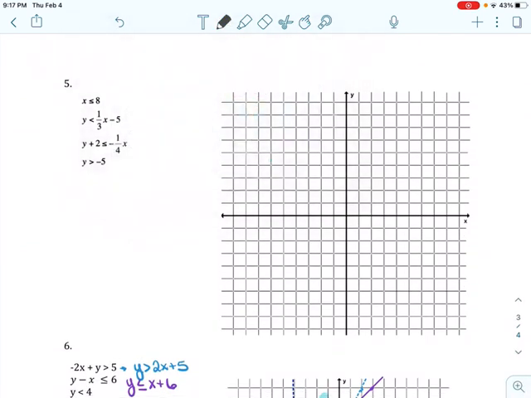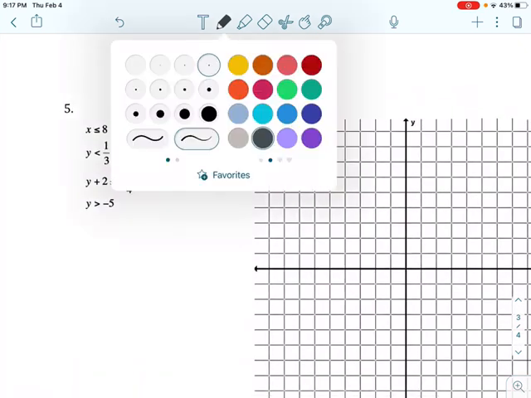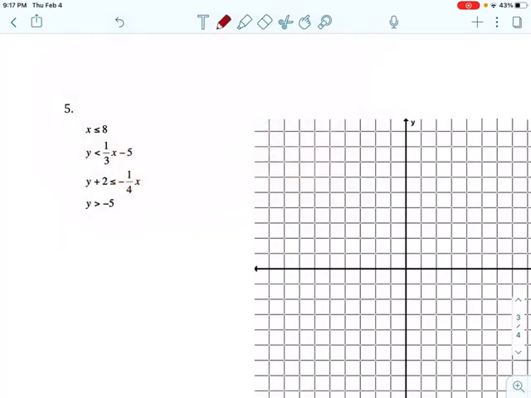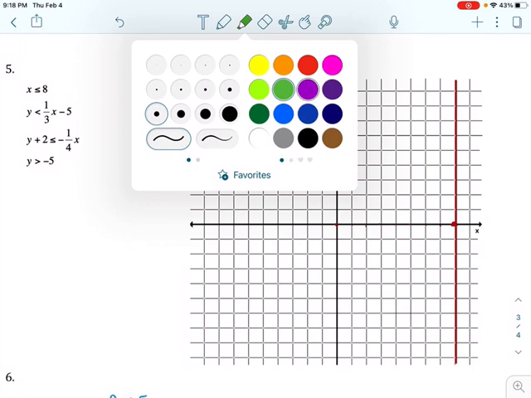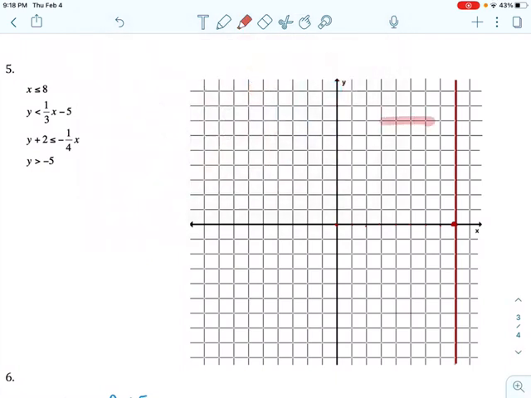Okay, let's make it nice here. All right. I'm going to pick some colors. So I'm going to go x is less than or equal to 8. So I'm going to add 8. 5, 6, 7, 8. Here he is. X equals is a vertical line because we're intersecting the x-axis. If I put 0, here's our test point. 0 is less than 8, so that is true.